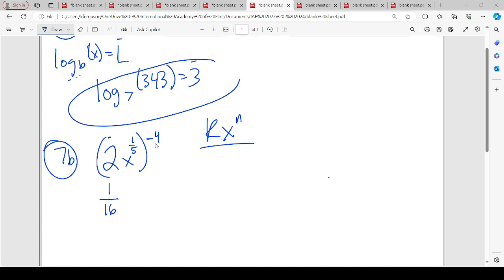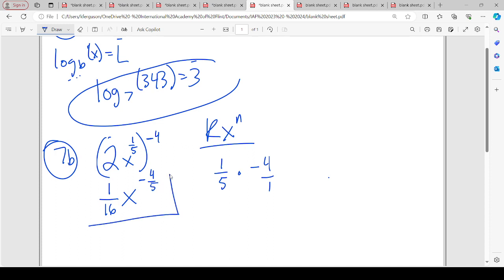If I have an exponent taken to an exponent, what do I do? I multiply. So I'm going to have 1/5 times negative 4. So I smack a 1 under this. I multiply the top times the top, bottom times the bottom. So that's going to be x to the negative 4 over 5.